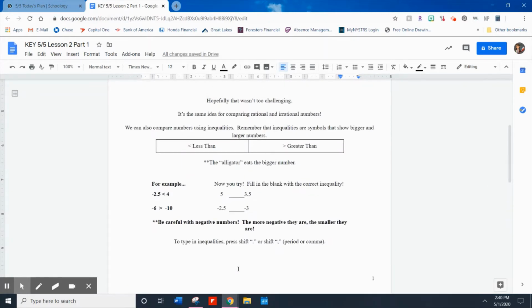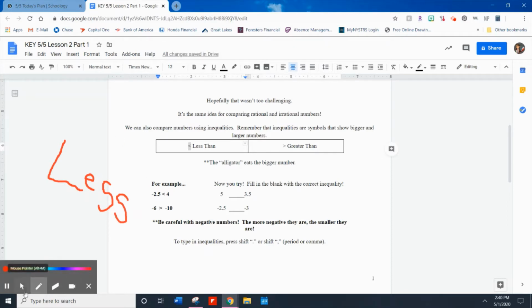The other way that we are going to compare rationals and irrational numbers today is through inequalities. So we can also compare numbers. I'm right here reading from your notes. We can also compare numbers using inequalities. Remember that inequalities are symbols that show bigger and larger numbers. Right here, that's the symbol for less than. So what I usually show is there's a little trick that this right here, that's the less than symbol. Okay, kind of looks like an L for less than. Okay, so you can kind of keep that in mind. Over here is greater than. There's no real trick to that.